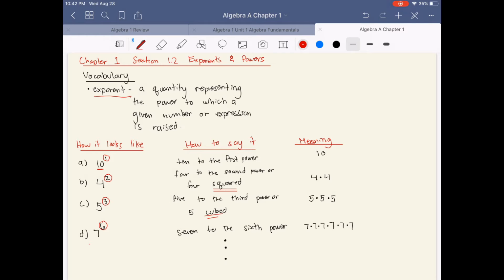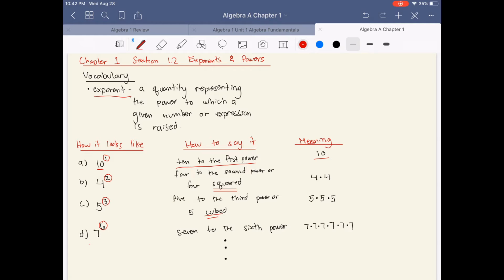Now, let's go see how it looks like. Let's go back to example A again. 10 raised to the first power. Now, that's how it looks like. This is how it's said, 10 to the first power, and the meaning is just rewriting 10 once. And notice that the power is gone, because you just wrote 10 once.